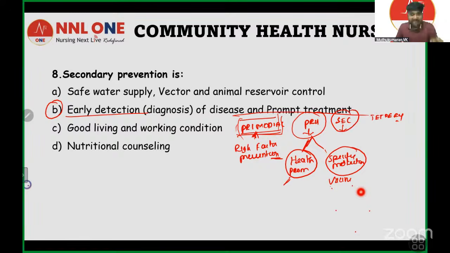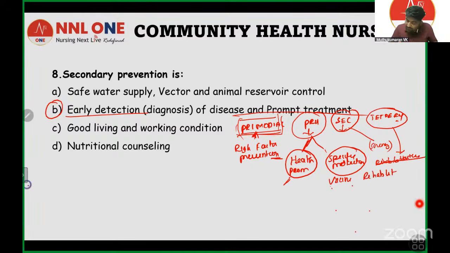Coming on to the secondary, the word is screening and early detection, prompt treatment. Hypertension, I have diagnosed and I am starting treatment. Okay, then tertiary prevention. Here, I am going to take rehabilitative measures. This is tertiary prevention.